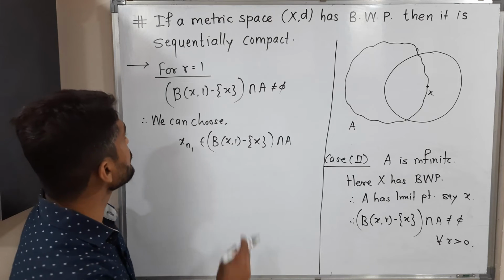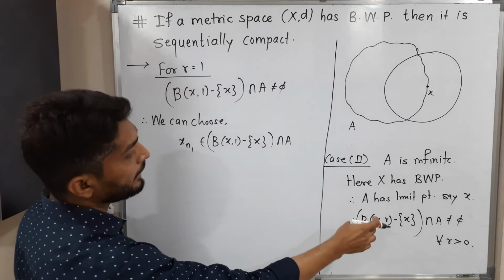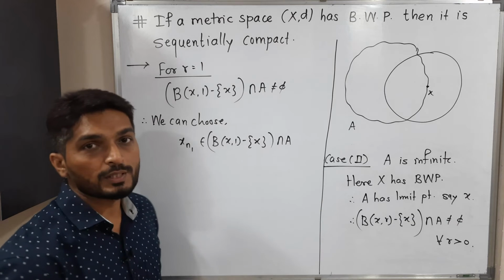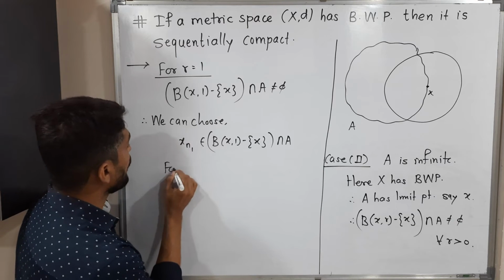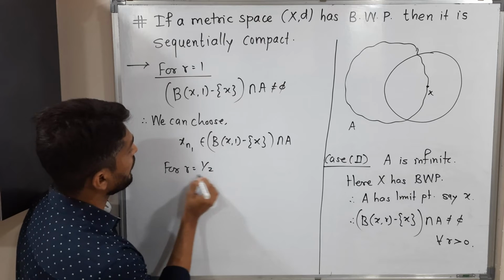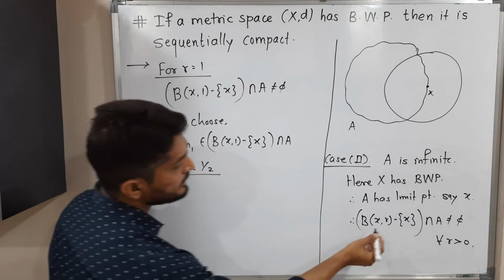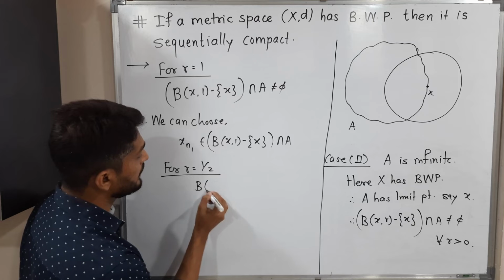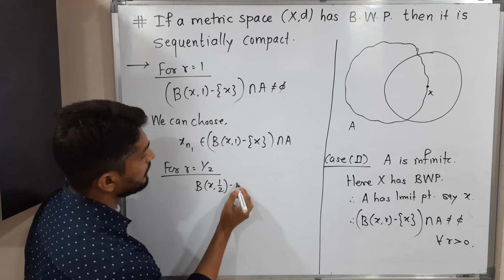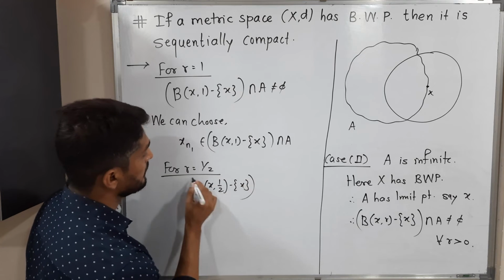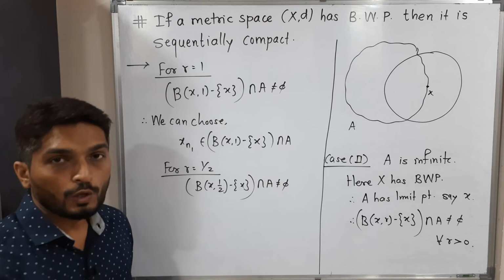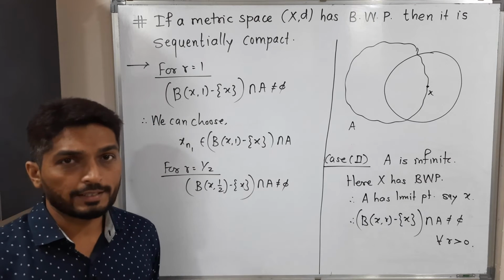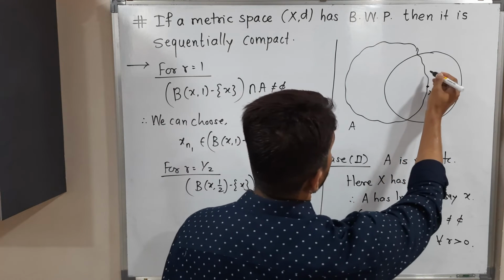Let us go further. So r equal to 1, I put and got this one. So let us put r equal to 1 by 2 and see what will happen. For r equal to 1 by 2, what will I get? Simply putting r equal to 1 by 2, B(x, 1/2) minus singleton x, intersection A, not equal to phi. So now what I am doing, simply I reduce the radius. So now the radius is half.